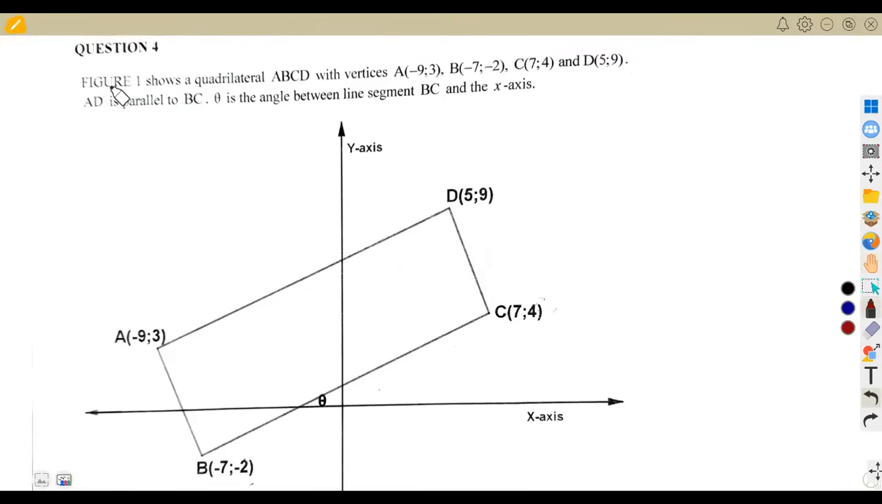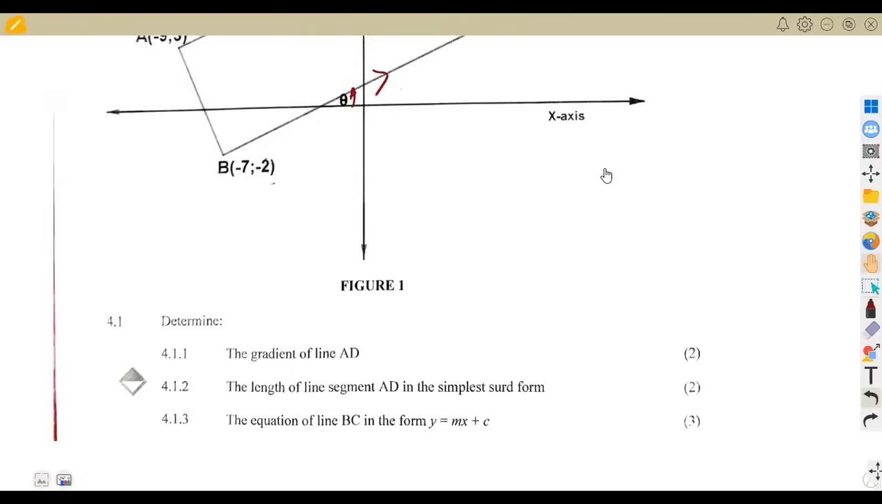Question number 4, we are given a condition that Fig 1 shows quadrilateral ABCD with these points, and we are given that AD is parallel to BC. All right, this side AD is parallel to BC. These two are parallel to each other. Then theta is the angle between the line segment BC and the x-axis. It gives us a special name when the angle is taken between the line and the positive x-axis. That angle becomes the angle of inclination, which you can obtain from arctan of the gradient. So that is it. All right, let's see our information.